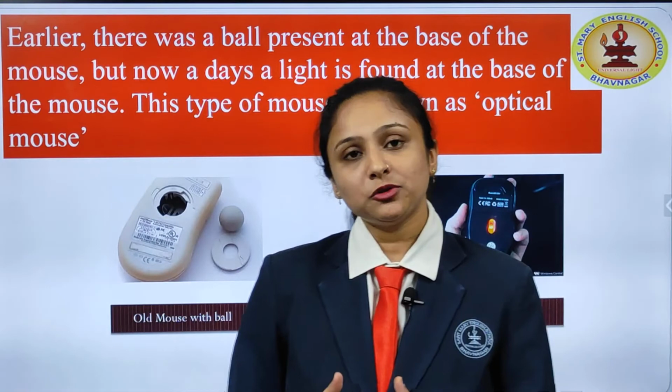We'll learn the definition first. Okay. There was a ball present at the base of the mouse, but nowadays a light is found at the base of a mouse, and this type of mouse is known as optical mouse. Okay.